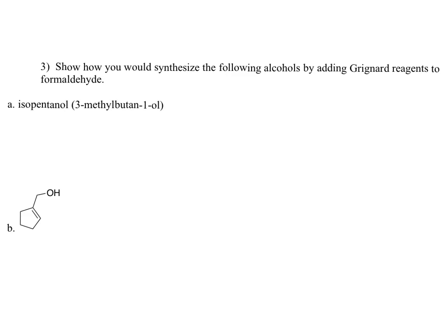In this video, I'm going to walk through the solution to question number 3 from the Chapter 10 problem solving set. In this question, we are asked to synthesize a couple of different alcohol molecules by using a Grignard reagent reacted with formaldehyde. What we're really asking here, to provide a pictorial of this, is if we took some Grignard reagent, which our job will be to figure out exactly what Grignard reagent that is, reacted with formaldehyde.